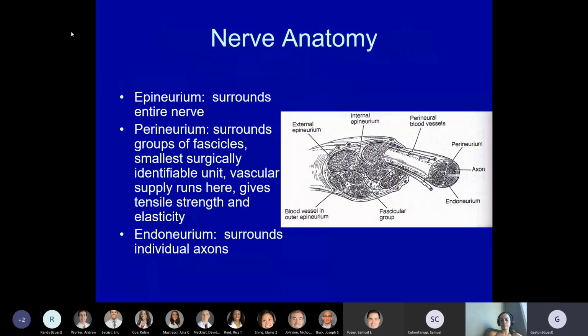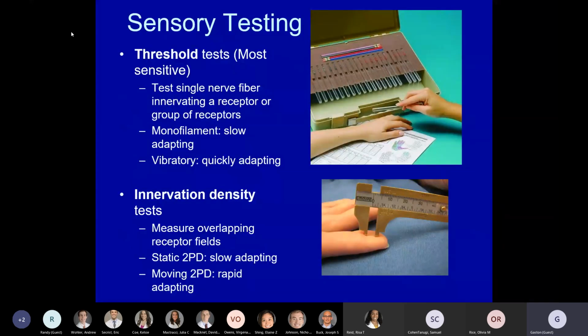Basically, this is not tested that much, but just as a background, remember the epineurium surrounds the outside of the nerve. The perineurium surrounds the fascicles. It's been asked in the past the smallest surgically identifiable unit, and that's the perineurium. The vascular supply runs in the perineurium. That was asked years ago. And then the endoneurium surrounds the individual axons.